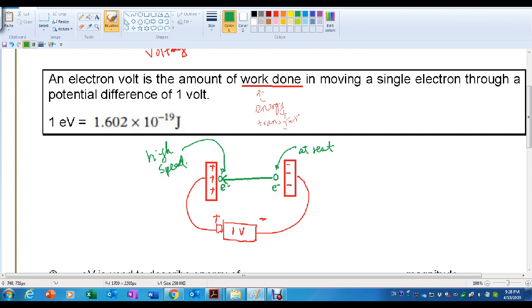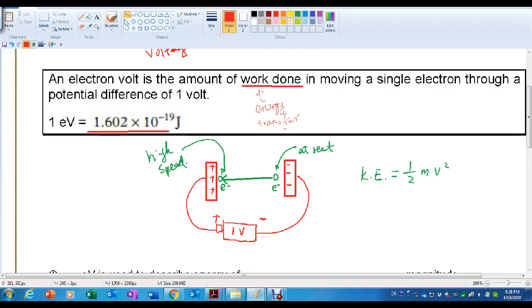Why? Although the electron picks up high speed, you know that the electron has very small mass. So even if its speed is very high, its overall kinetic energy, still remember that's kinetic energy, right? The formula for kinetic energy KE is half mv squared. Since the mass is very small, even though you have a high speed, the overall kinetic energy is very small.